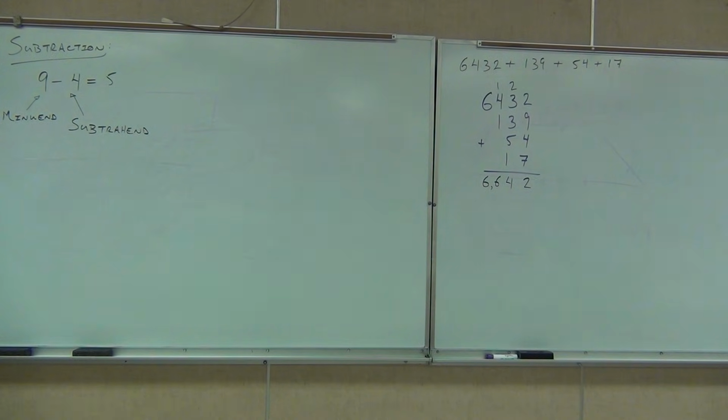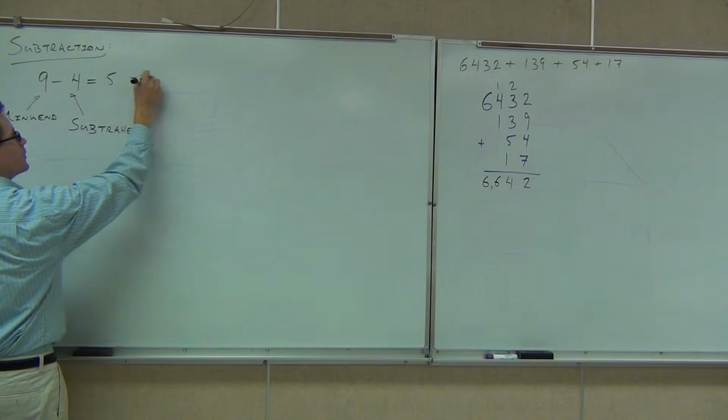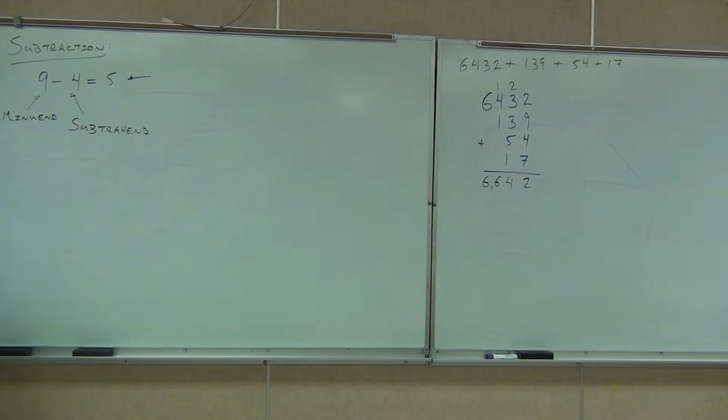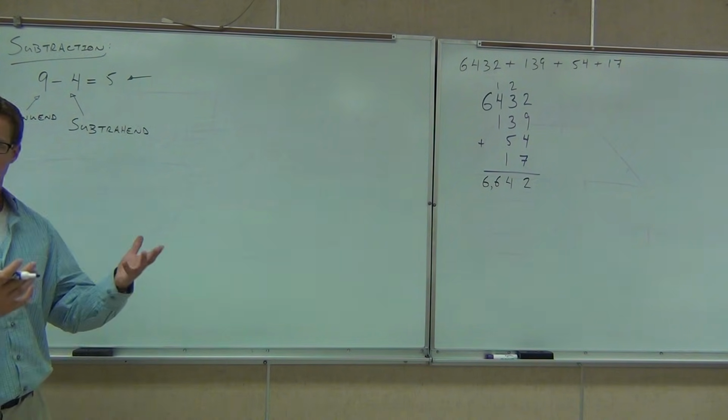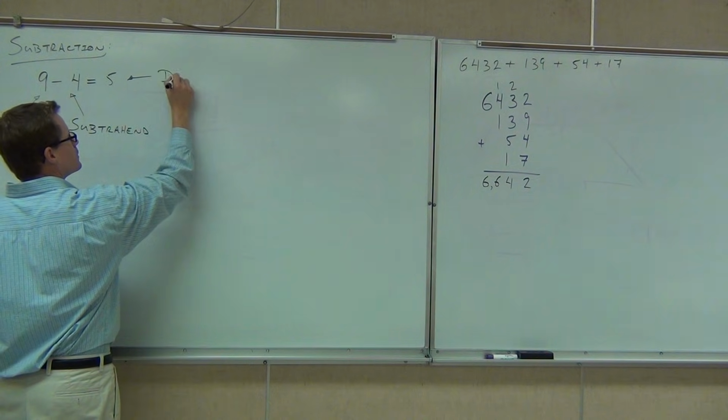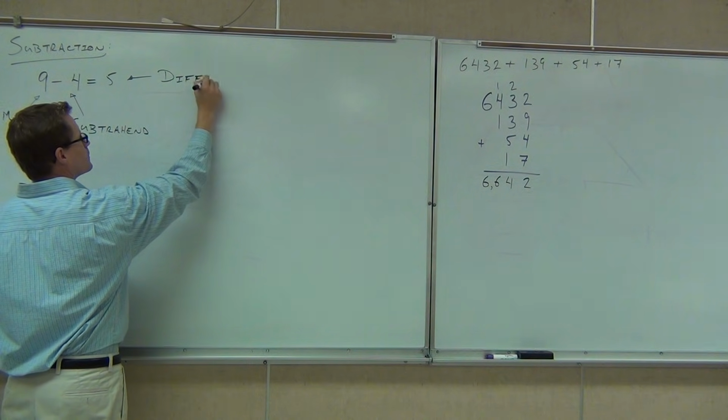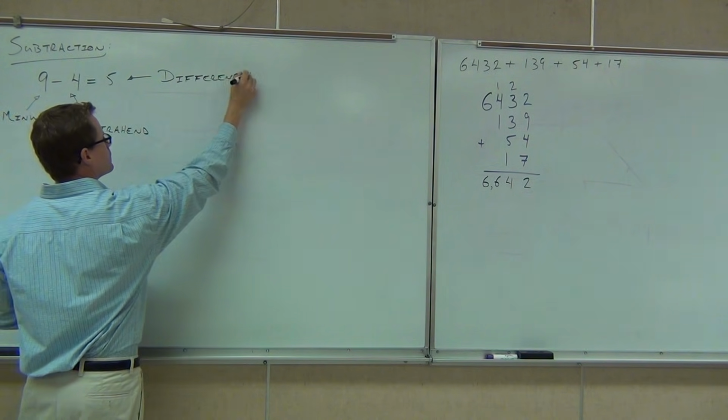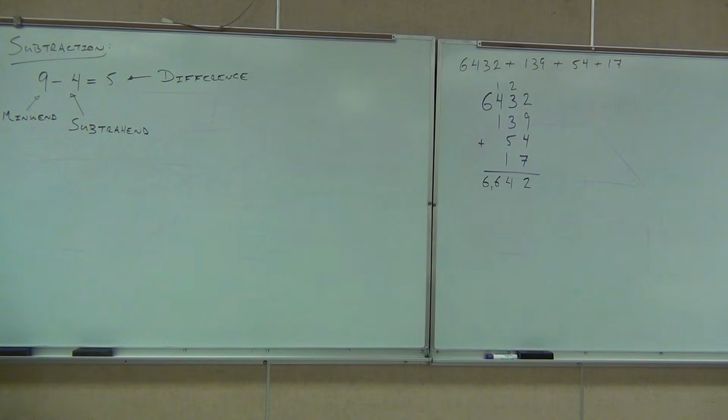Subtrahend. Normally, we really don't say those all that often, but they do have names. That's the other thing. This one you should be able to figure out, though. This thing over here, instead of a sum for addition, we have a what for subtraction? It's a difference. That's exactly right. The difference between two numbers implies you are subtracting.